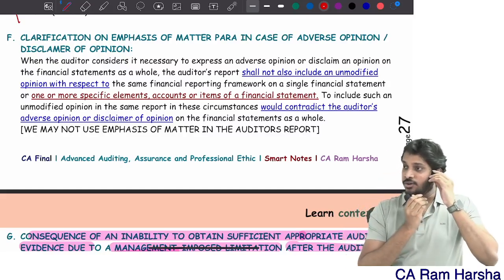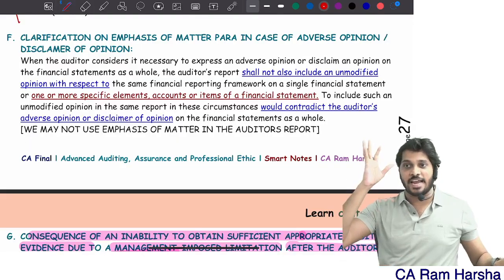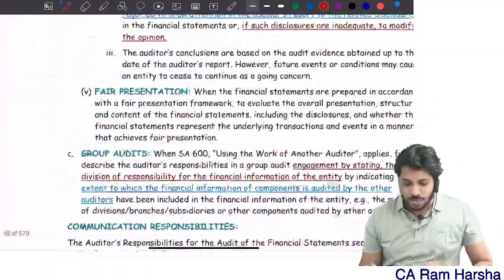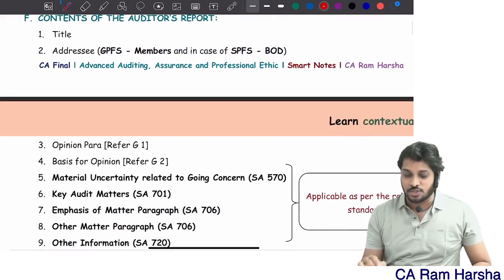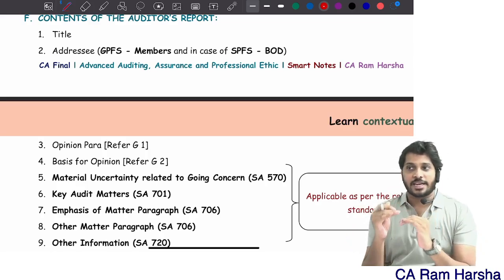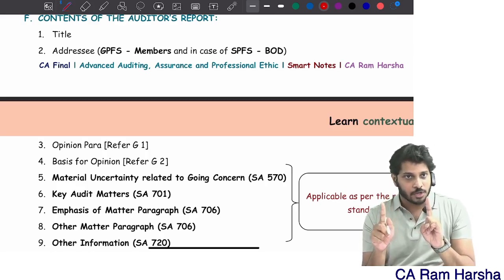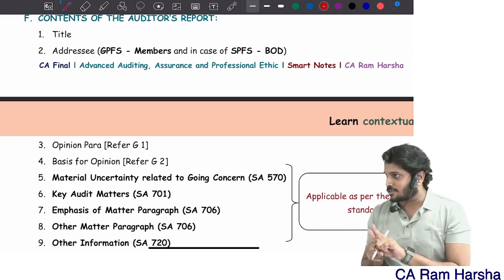Yeah, let's continue. We have completed discussion on basis for opinion and opinion section, right? Like, for example, let's go back to the elements of the auditor's report. See, by the way, there is a chapter arrangement which I cleverly did. You should study audit, any book you follow doesn't matter. First, you should study audit report chapter.